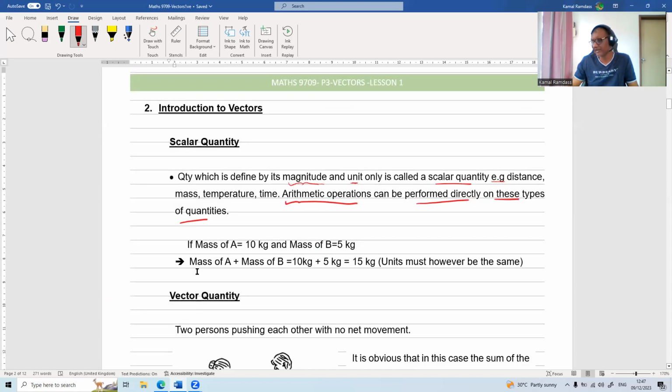An example, if mass of A is 10 kg, and mass of B is 5 kg, mass of A plus mass of B est égal à, on ajoute les deux. Bien sûr, the unit must be the same. Kilogramme, nous devons ajouter kilogramme. OK. Et 10 plus 5, 15 kg. Unit must, however, be the same.